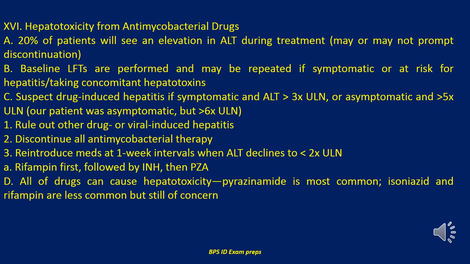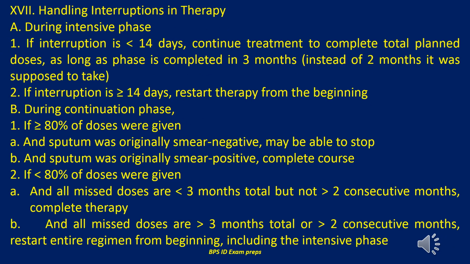D. All of drugs can cause hepatotoxicity, with pyrazinamide as the most common. Isoniazid and rifampin are less common but still of concern. We will now look at handling interruptions in therapy. A. During intensive phase. 1. If interruption is less than 14 days, continue treatment to complete total planned doses, as long as phase is completed in 3 months, instead of 2 months it was supposed to take. 2. If interruption is equal to or more than 14 days, restart therapy from the beginning.